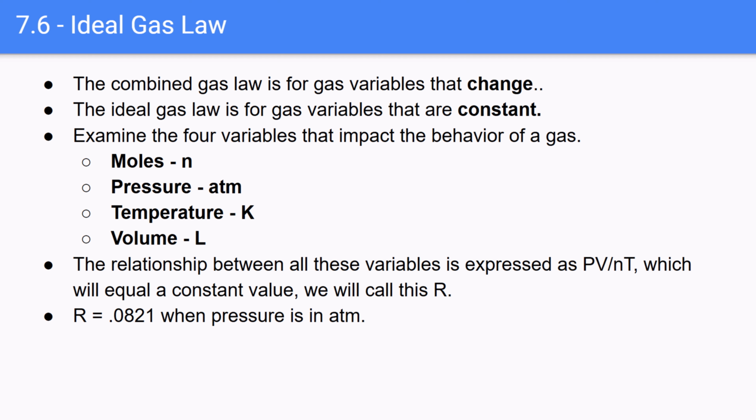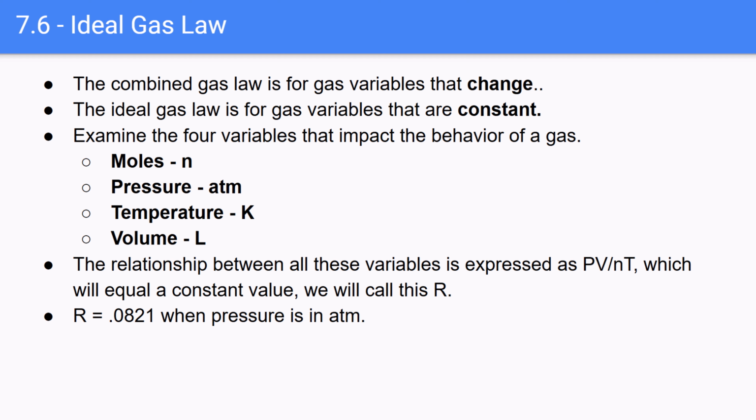And there's four variables that impact the behavior of a gas. It's moles, pressure, temperature, and volume. And the relationship between all these variables is expressed as PV over NT, which will equal a constant value, which we will call R. So to break this down a little bit more, I'll show you the formula in the form that I want you to utilize it, and then we'll plug some information in. But this constant value R is 0.0821 when pressure's in ATM. Now, we have different values for R for different units of pressure. Again, not something to worry about here. I just want to make sure that you can see how the math operates here.